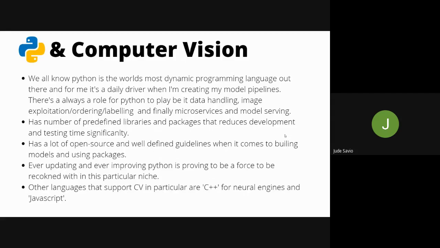There's always a role for Python to play, be it data handling, image exploitation, ordering those images, labeling those images, and finally even microservices and model serving. You create the model, you host it somewhere, you open its APIs to the online world. So that is where Python comes with an end-to-end involvement when it comes to these things. And it also has a number of predefined libraries and packages that reduce development times significantly.